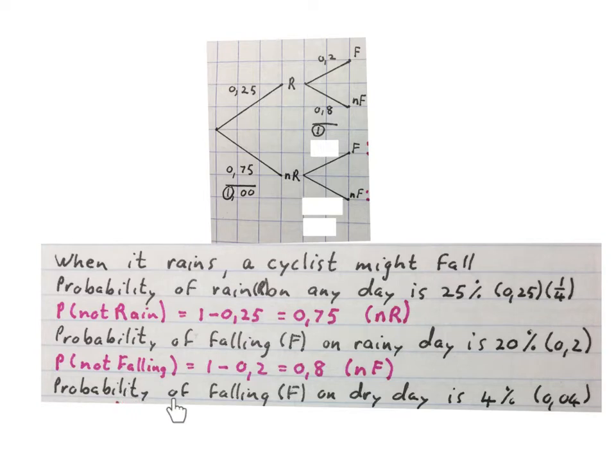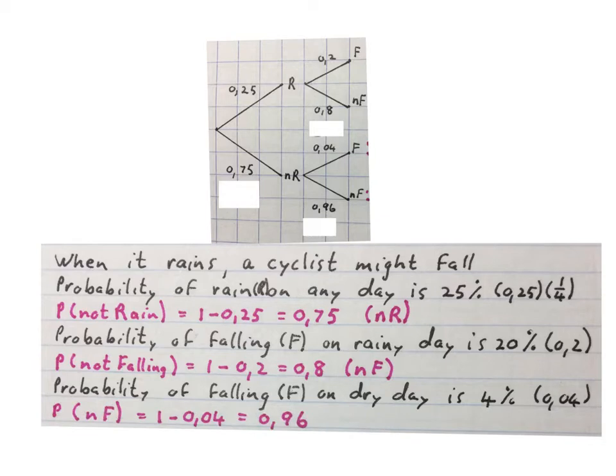Next they say the probability of falling on a dry day is 4%, or 0.04. So we write the 0.04 on this branch for the falling, and the 0.96 on this branch for the not falling during the dry day, not raining. Again, those two probabilities on that set of branches add up to 1.